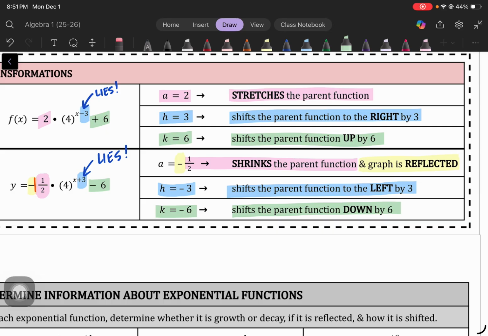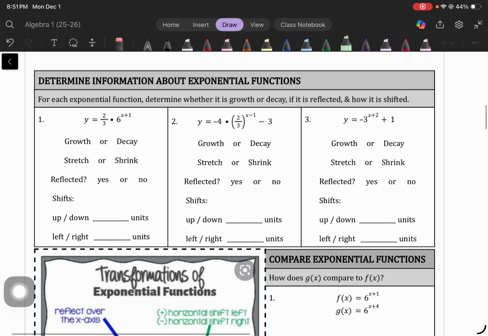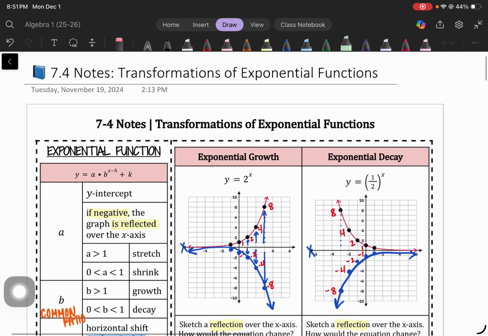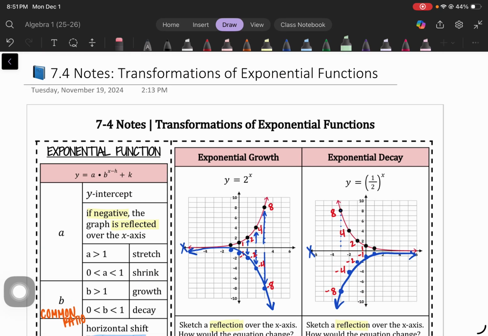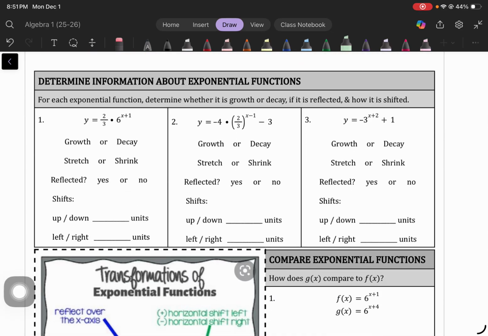All right, so now we're going to move on and talk about what all this actually looks like and identify these for ourselves. Going back down, knowing all of these different parts, we're going to take our time to talk through these.